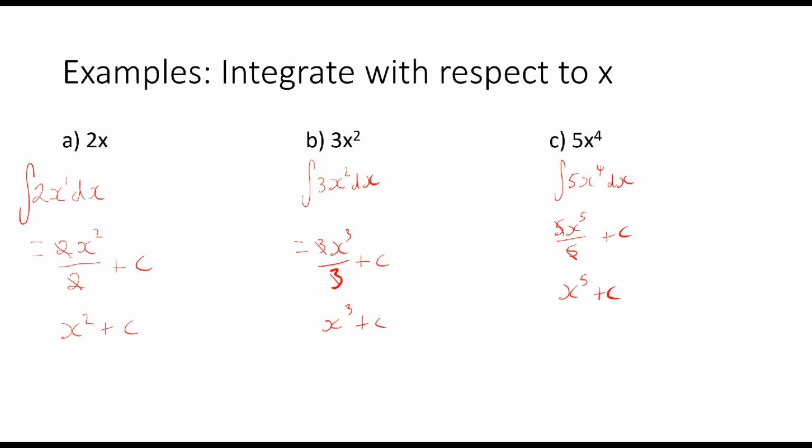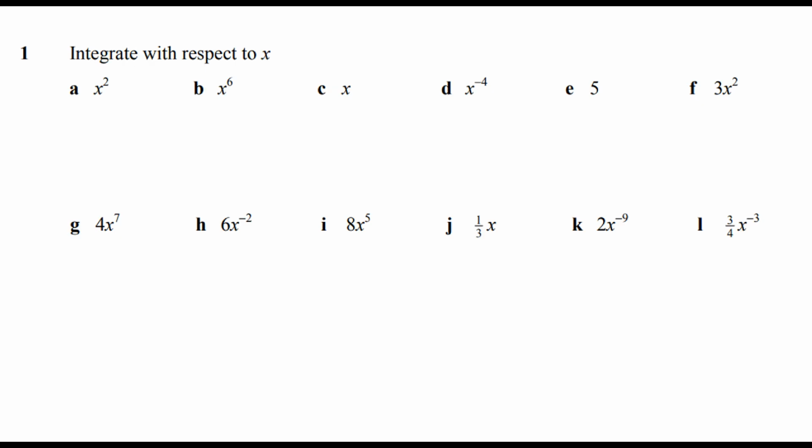And if you notice, if I differentiate x squared, that will give me 2x. Differentiating x cubed will give me 3x squared. Differentiating x to the 5 will give me 5x to the 4. So we can see it is the inverse of differentiation. Here are some questions for you to try. When you have a go at them now, and when you're ready for the answers, press play.